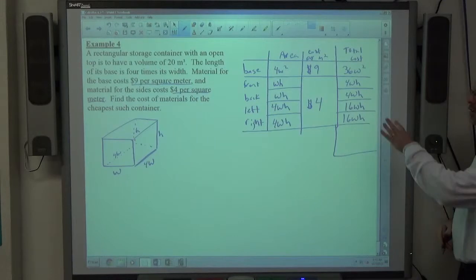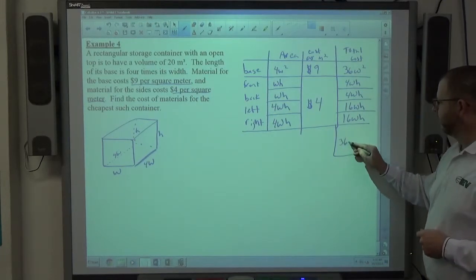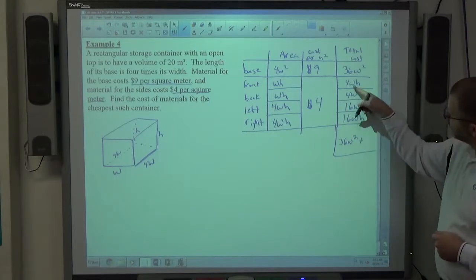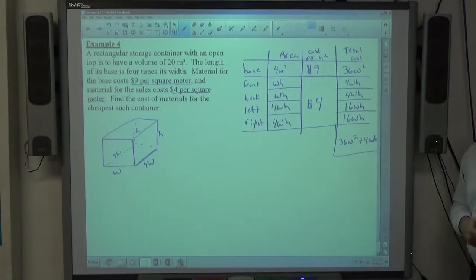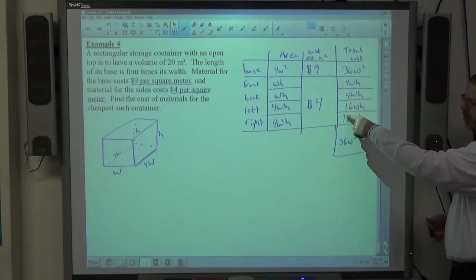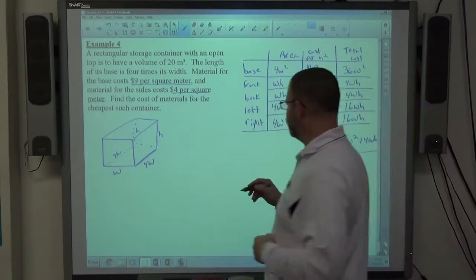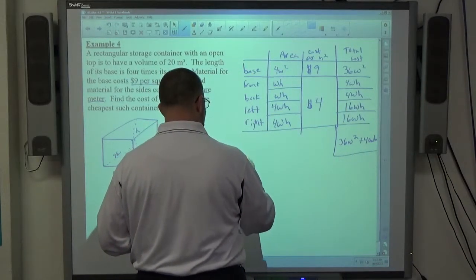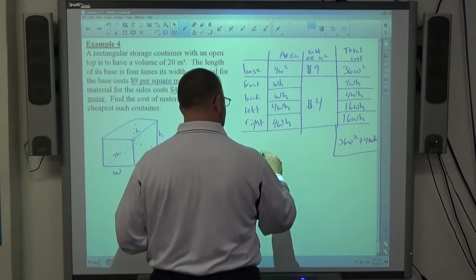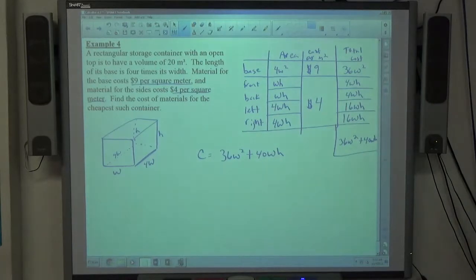So the total cost of this box is going to be 36W squared plus 40WH. 4 plus 4 plus 16 plus 16 is 40, right? They're all WH's. So there's my cost function. C equals 36W squared plus 40WH. That is an accurate cost function.